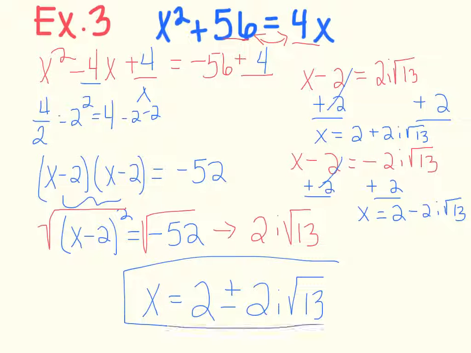Do not forget that, with this negative 52 in our radical, we had a negative sign. So that means we have an imaginary number, and we must use i to represent that. So that is part of our answer. And again, do not forget that we have 2 answers. So we've got to have our plus or minus in our answer.